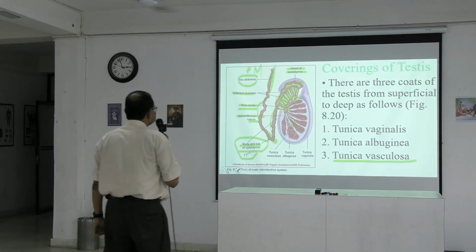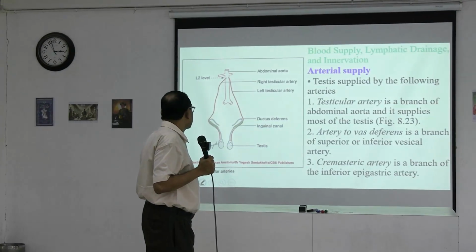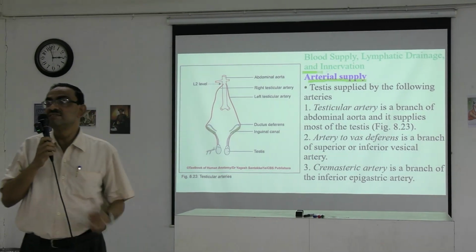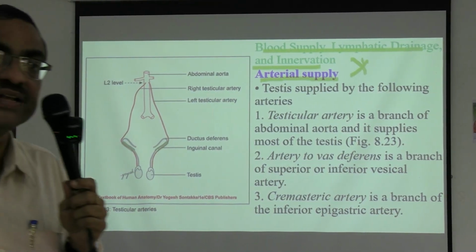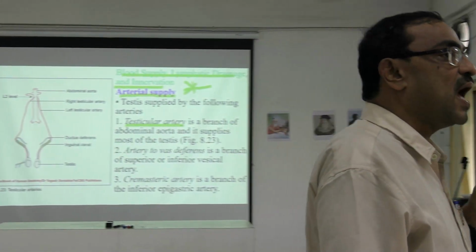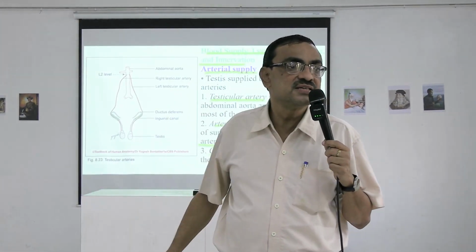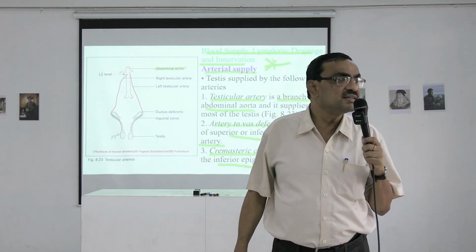Now about the arterial supply, let me say a little. This picture shows the testicular artery. They are direct lateral branches from the abdominal aorta at the level of L3 vertebra. Okay, we have seen in the cadaver, and it passes through the deep ring, it passes through the superficial ring, and it reaches the scrotum, and it supplies the testis. What is the other supply?